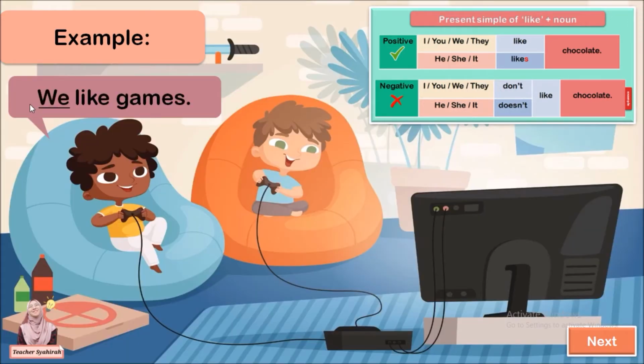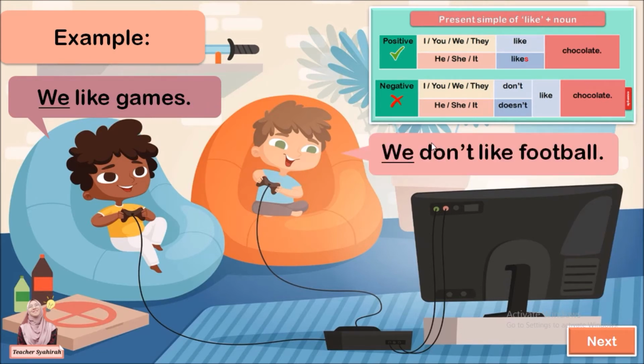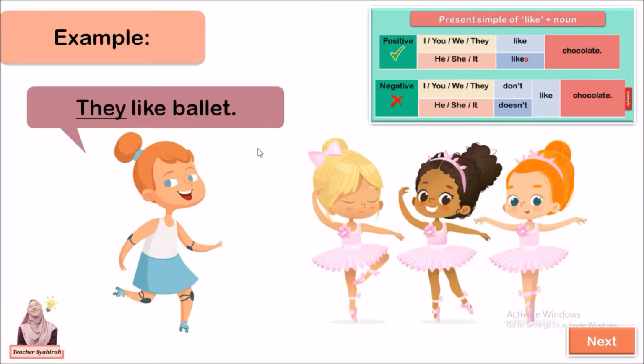We like games, okay? We also don't need to add S here, okay? Because it's we. And you see here, we like. No S. We like games. We don't like football, okay? We don't. For we use don't. We don't like football. Maksudnya, kita tak suka football. Next one.